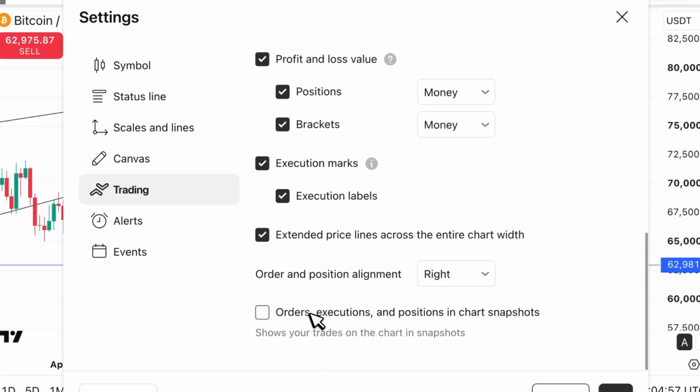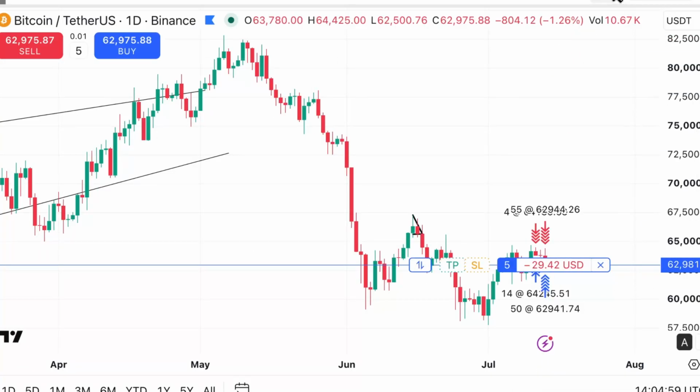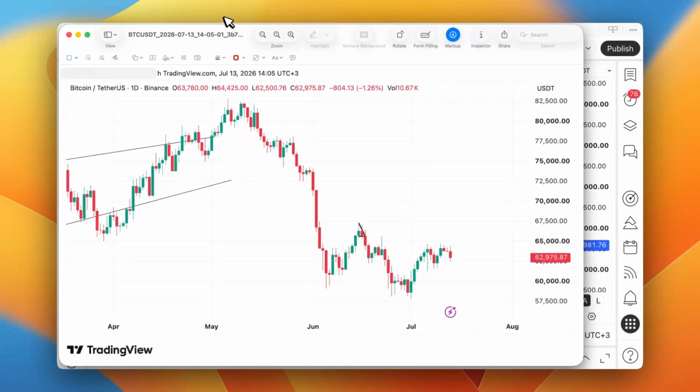Settings, you untoggle this and you take another. We open the snapshot, same chart, no details, no blue or red arrows, no quantity at price, and no open P&L. So this is how you can enable or disable the open positions on your chart snapshots on TradingView.